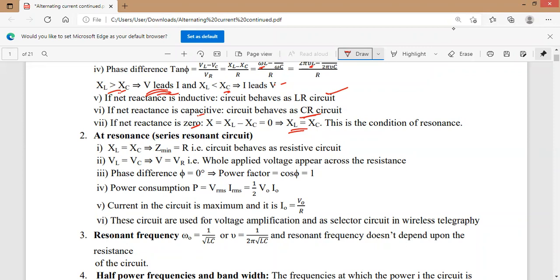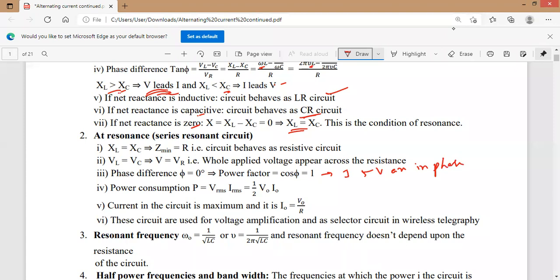VL equal to VC implies the voltage of the source is equal to the voltage across the resistance. In this case, the phase difference phi is equal to 0 and the power factor cos phi is equal to 1. That means current and voltage are in phase.